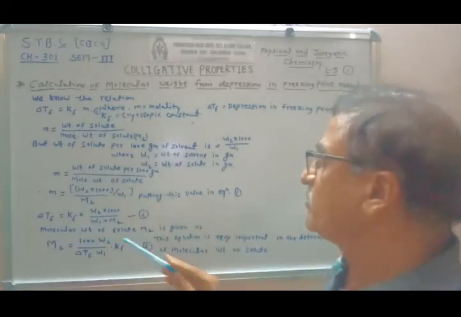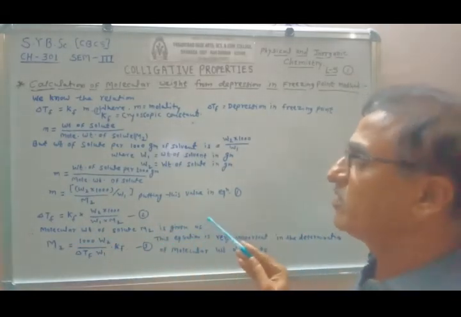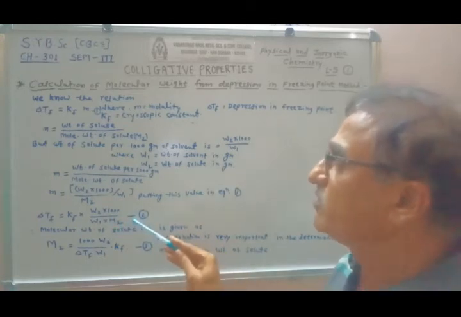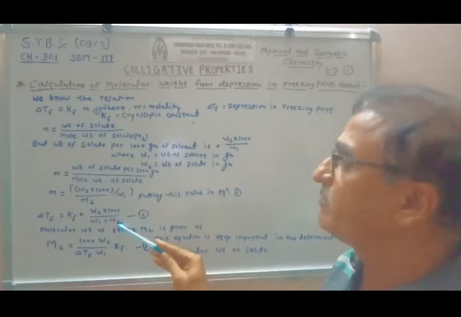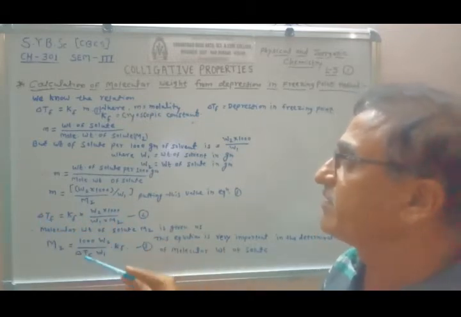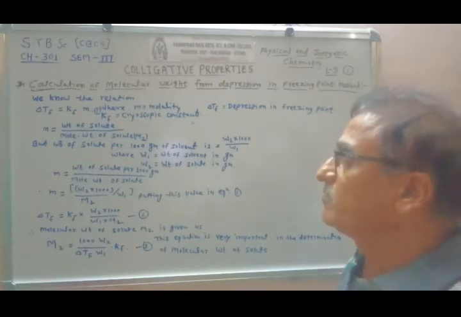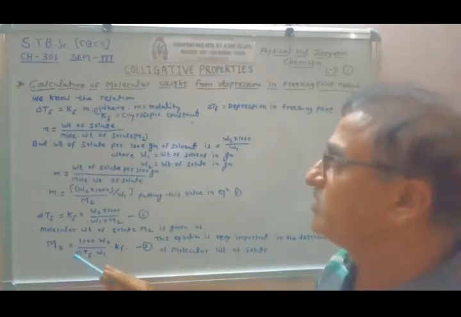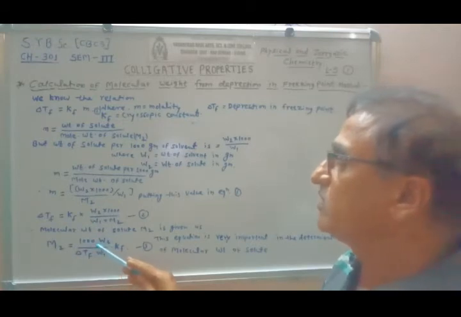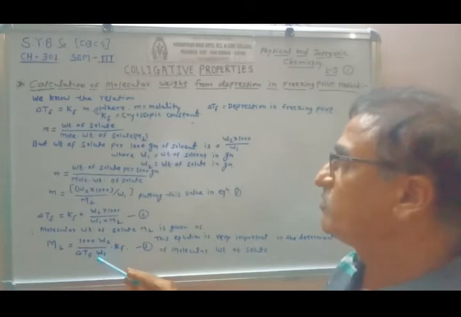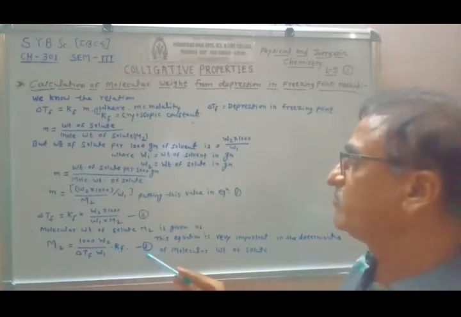Therefore, the molecular weight of solute M2 is given as follows. Here we have to calculate M2, the molecular weight of solute. So take M2 on one side and delta Tf on the other. We get the final equation for the molecular weight of solute: M2 is equal to 1000 into W2 divided by delta Tf into W1 into Kf. Call it equation number 3.